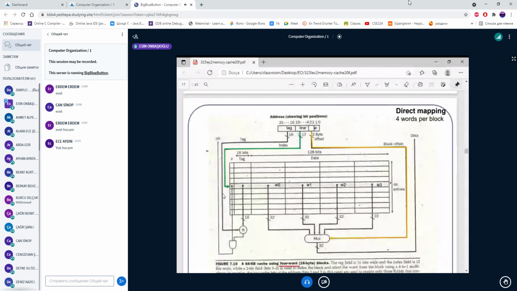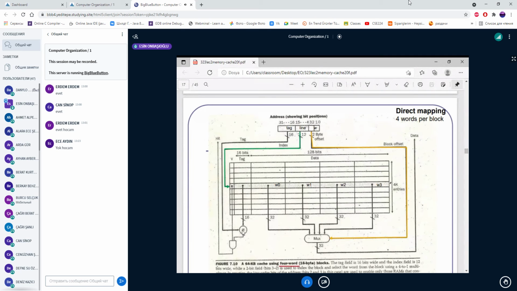Using this line field, it accesses a line in the cache. So this is the cache. There are 1, 2, 3, 4 words in one block. That's the data area. There is the tag area and a valid bit area. Do you remember the valid bit? When you switch on the computer, everything is invalid, but after valid data comes into the cache, it becomes 1, and after that time it's always valid.